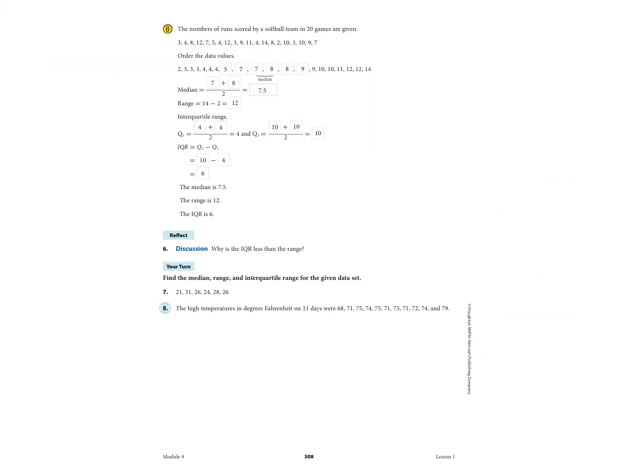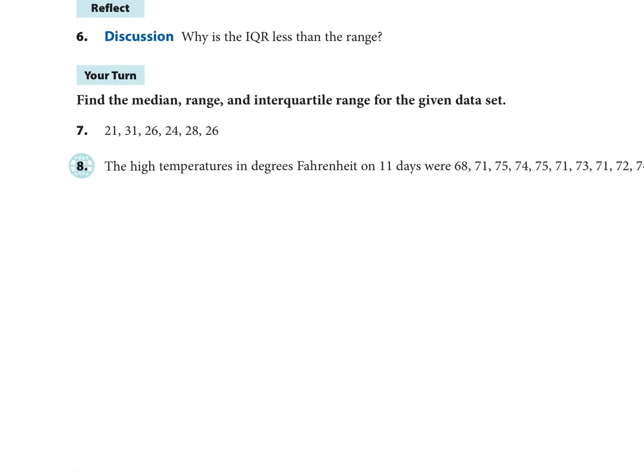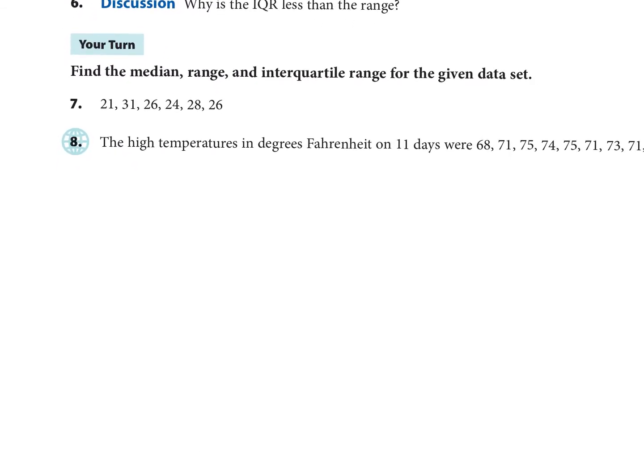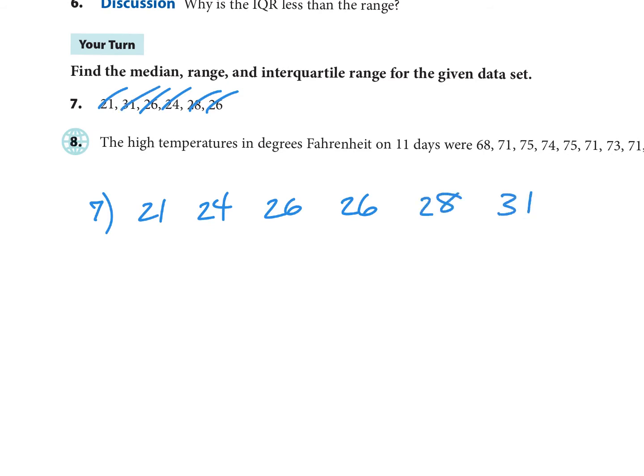Okay, so now what about adding this whole deal about range and interquartile range? Let's start with number 7. Again, we've learned what median is, so we'll go ahead and list those in number 7 in order. So we've got 21, and then 24, 26 is twice, 28, and 31. So that's 6 terms. Median is the one in the middle. When there's an even number, you take the 2 in the middle and average them. In this case, they're both 26, so the median here is 26.